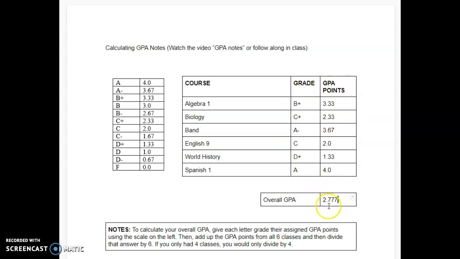And so how good is that? If you look at this, a 2.777 is better than a B minus average. So even though the student got a D plus, and they might look and go, ooh, I don't like D's, D's are bad, parents get mad at D's, they still overall average better than a B minus. And so that's not too bad of a GPA. Those are GPAs that would get you into a lot of colleges in Michigan.